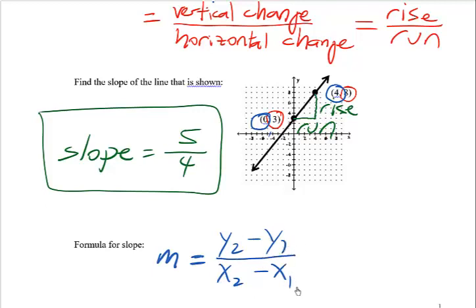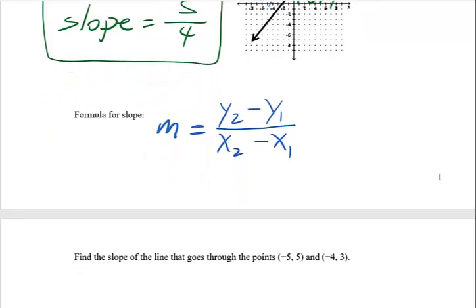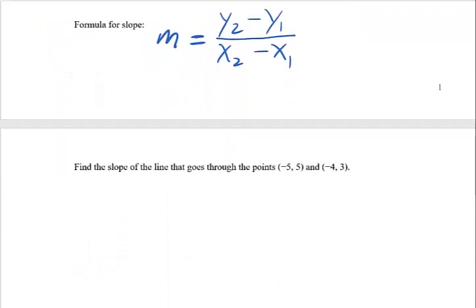These little 1's and 2's are called subscripts. They're just keeping track of, oh, the second y or the first y, etc. Now that we have this formula, we can calculate the slope without even looking at a picture. Let's take a look at this next example.